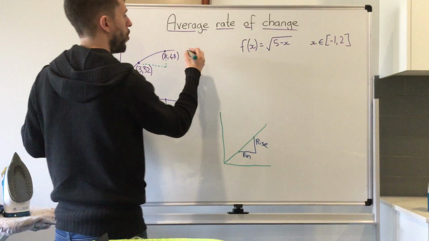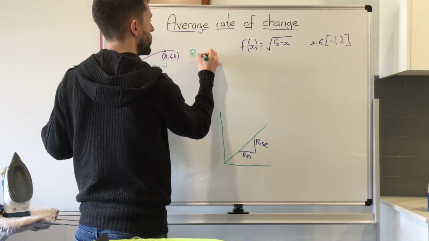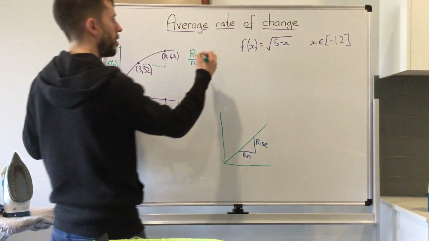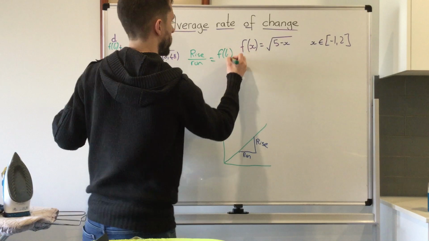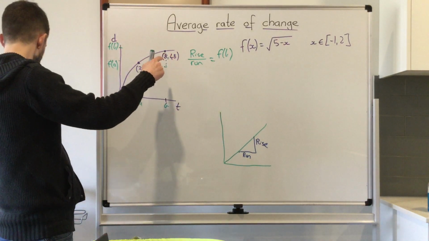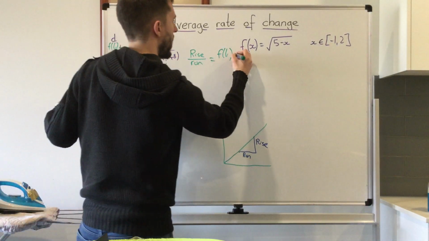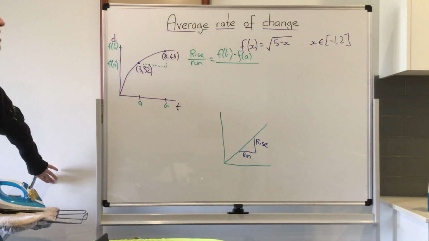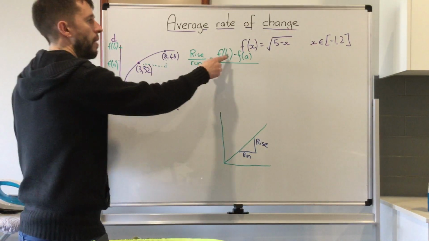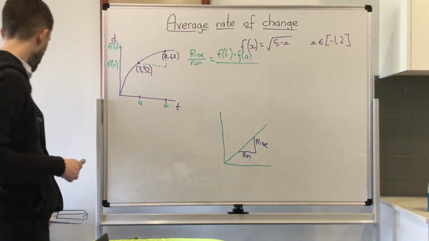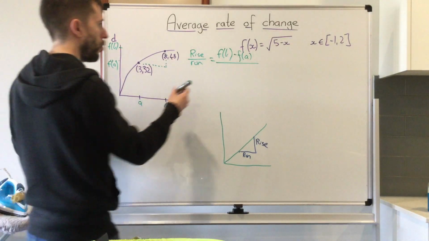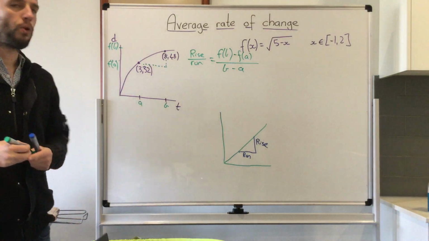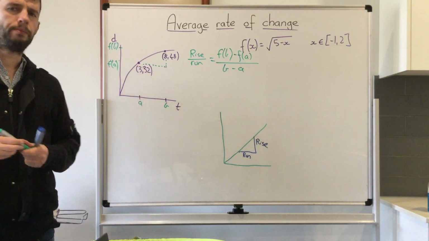So just like we normally do when we talk about rise over run, when we are talking about the average rate of change, we are going function B, so our y2, and we are taking away function A. That will give us the difference of our y. And likewise with our x, we are going B take away A. Our B point take away our A point will give us our run.